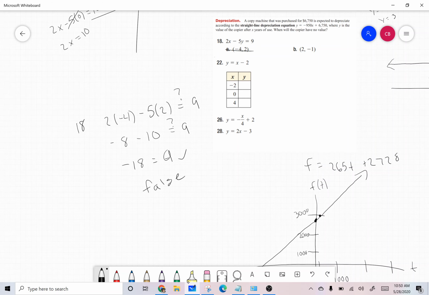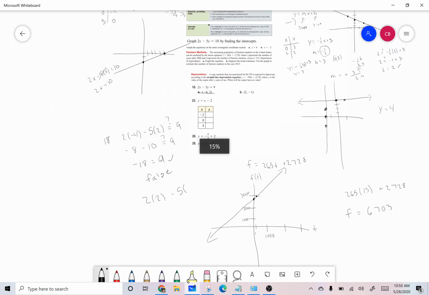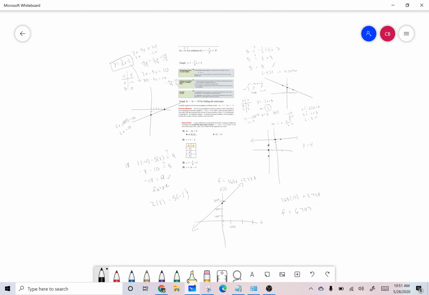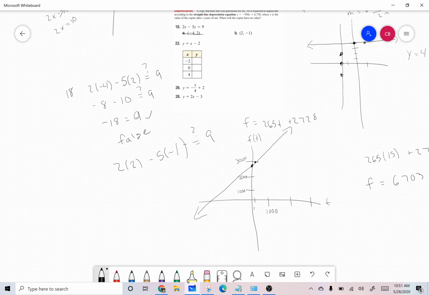But if we do 2, negative 1, let's see, 2 times 2 minus 5 times negative 1 is equal to 9. This is the other part, part B of 18. This is 4 plus 5 is equal to 9, which is 9 is equal to 9. And so therefore this is a solution.